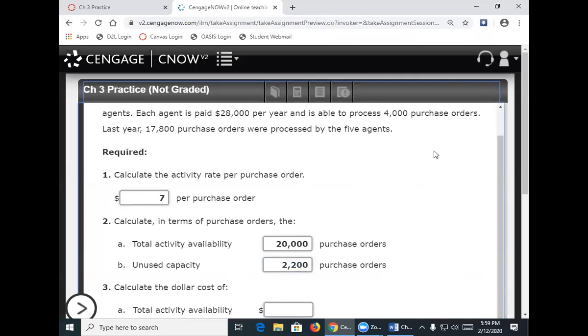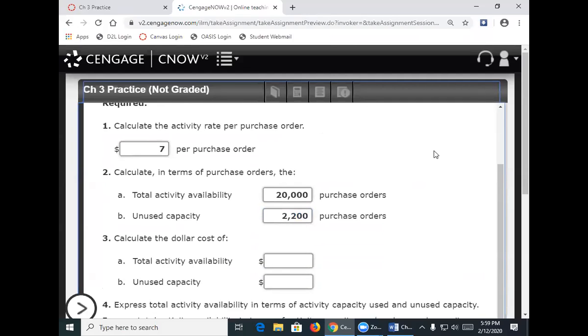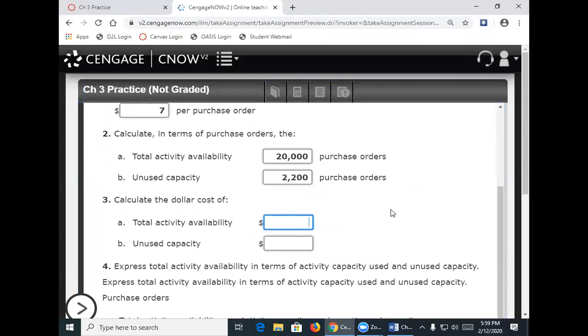Well, let's put that in cost terms, because that's what we care about, right? Money. So it says calculate the dollar cost of the total activity availability. So if we were truly processing 20,000 purchase orders, how much money would that be worth? 140,000. Very good, 140,000. Well, how much money are we losing by not processing the full capacity, or what's the unused capacity? How did you get 140? Oh, we took the 20,000 purchase orders times the $7 per purchase order.